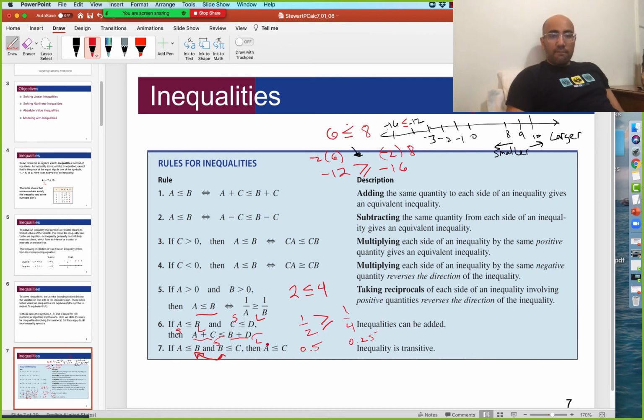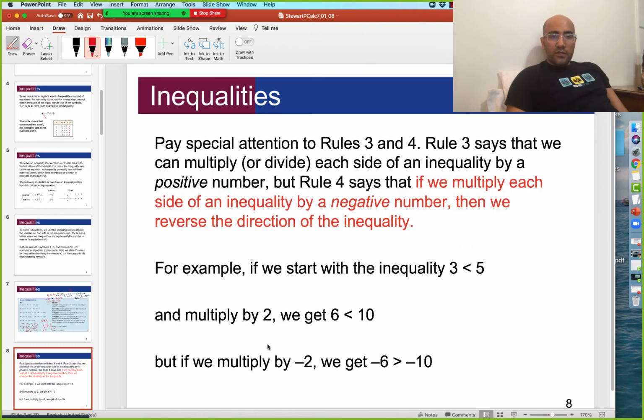If we multiply, and therefore by extension divide, by a negative number, we've got to change the direction of the inequality. And if we flip both sides of an inequality over, then we change the direction of the inequality. And then we can use properties 6 and 7 to condense two different inequalities into one. And in some word problems, that's actually pretty useful. Okay, so let's look at some examples.